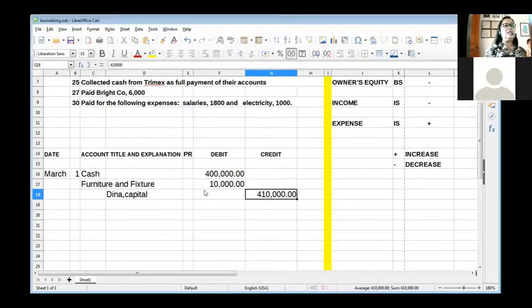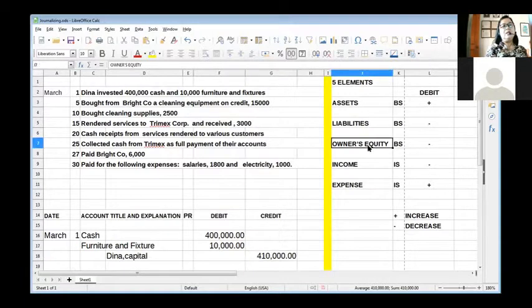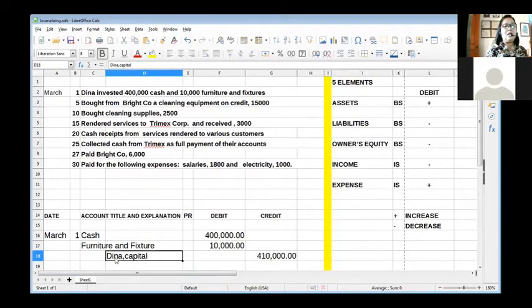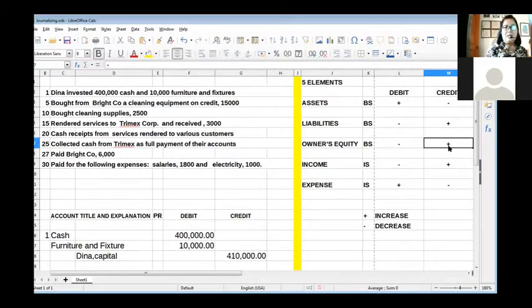Okay? So bakit natin dinebit yung cash? Because cash ang sinasabi ng transaction at furniture ang sinasabi ng transaction. Kaya natin siya dinebit, nadagdagan siya. And ang sabi ng elements, kapag nadadagdagan ang assets, nilalagay sa debit. At ang cash and furniture ay under ng assets. Ngayon naman, si owner's equity ay si Dina Capital. O ano ang sabi dito? Na kapag nadadagdagan si capital, kailangan mo siyang i-credit. Nadagdagan ng capital? Yes. Kaya siya ay naka-credit.